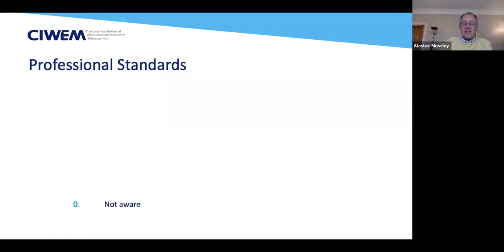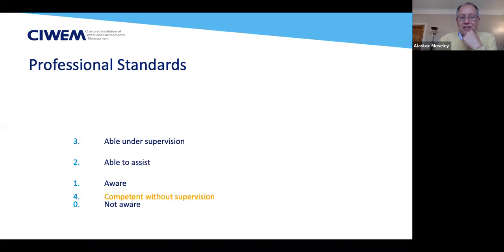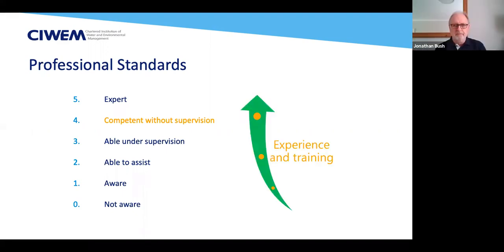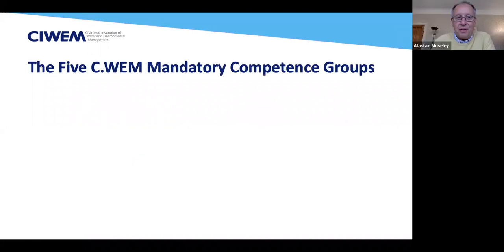So in terms of professional standards, these are the 5 areas that we measure you against. So naught is not aware, through to aware. These are all accumulated through experience, and where we're looking to see you operating is being competent without supervision. Some of you may come to this late, you may already be experts. I don't personally believe there's such a thing as an expert, you just know a bit more than everybody else. But we are looking to be at level 4 in all 14 of the CIWEM competencies and all of the C Eng and CM ones as well. So it's all about experience and learning. This is the journey we're on.